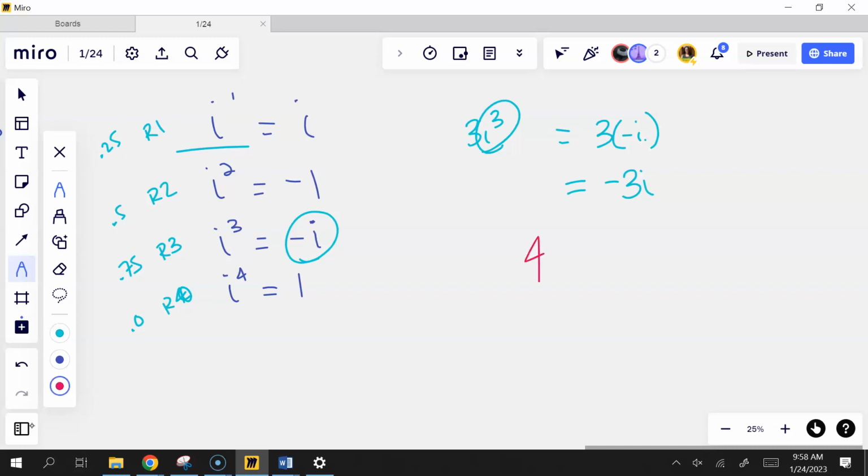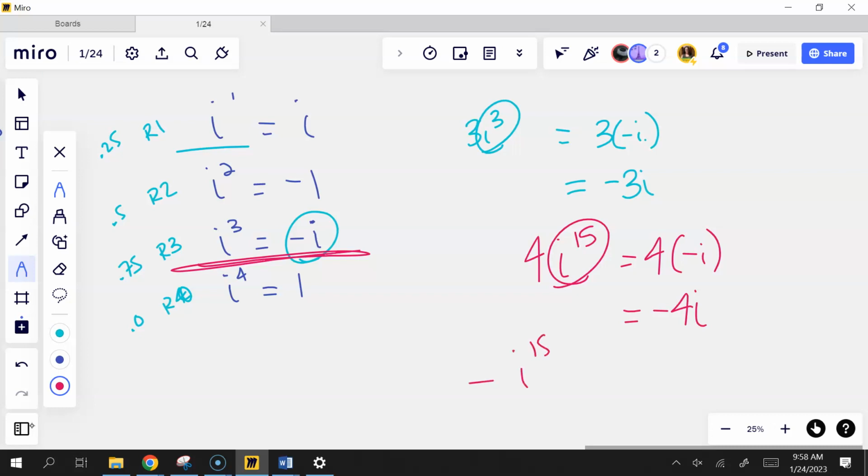Let's say I had 4i to the 15th. Divide it by 4, so 4 goes into 15 3 times with how many left over? 0.75 or 3, so I'm here. So I would replace this with negative i, which is negative 4i.